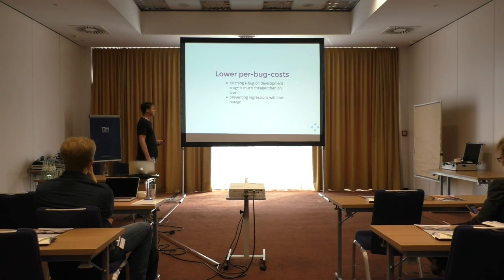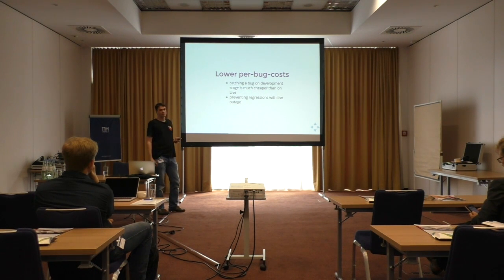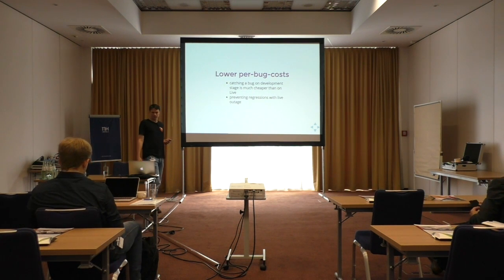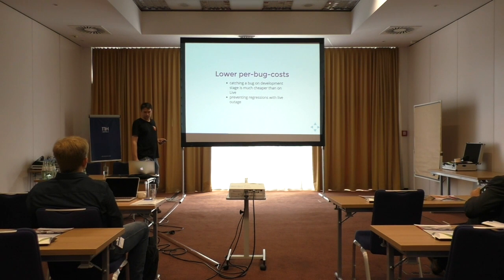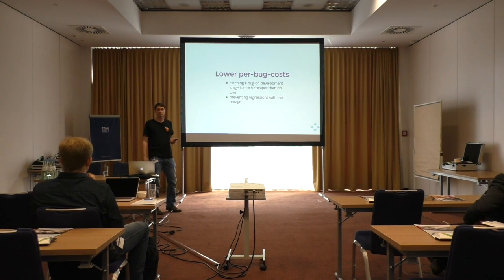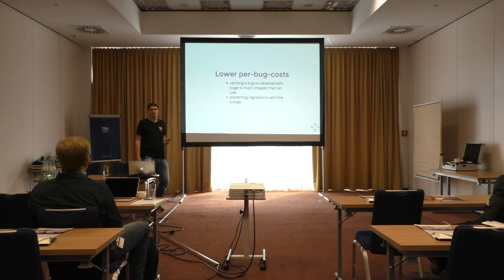And lower cost per bug, I think it's obvious, because when you catch a bug already in the development stage or on the acceptance stage, then it's much cheaper than to fix a bug on the live stage. Why is it so? Because of all the people involved: when the bug appears on live, you have people reporting, then you have to check. Everything takes much more time. Then, preventing regressions and live outages. I don't know how many of you are working in the web business, but for us a live outage is the worst thing that can happen, obviously. We don't earn money that way. So a live outage must be defeated at any time.